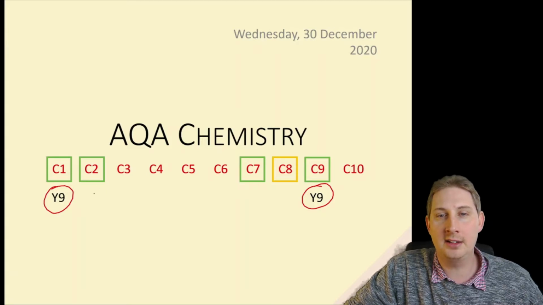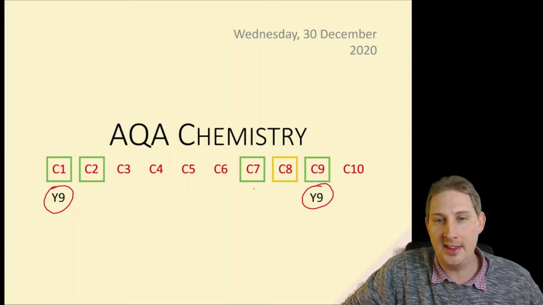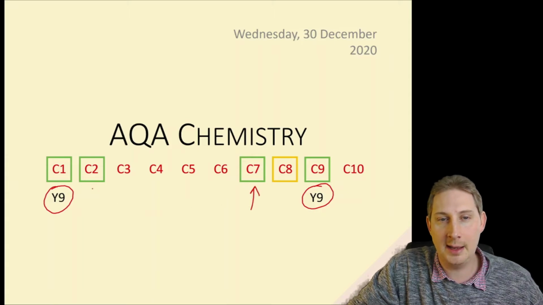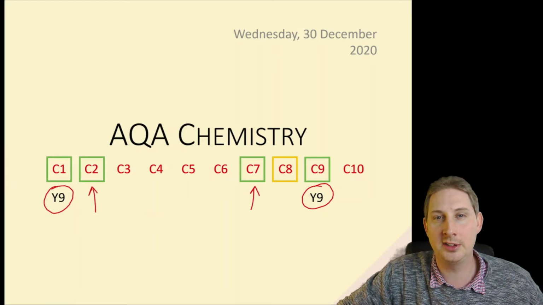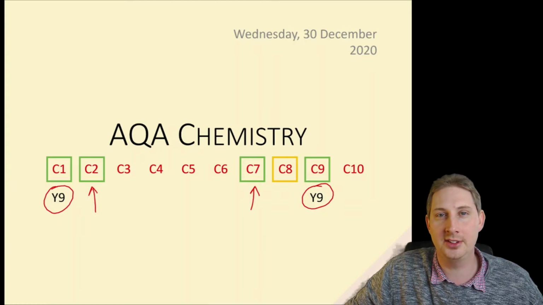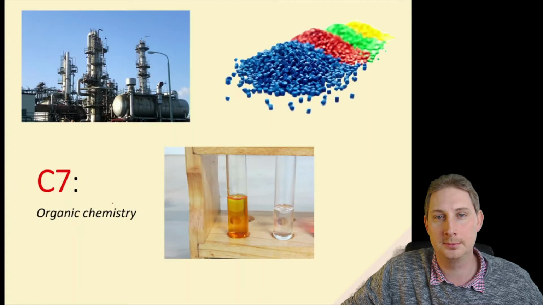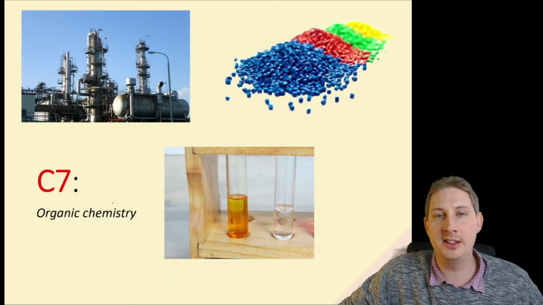Today we're going to look at topics that we've done this year, this term or last term, so they should be more familiar to you, and that is C7, Organic Chemistry, and C2, Structure and Bonding, which we finished not that long ago. So again, we'll see how you cope with these longer answer questions. So we'll start with Organic Chemistry because that's what we did first.